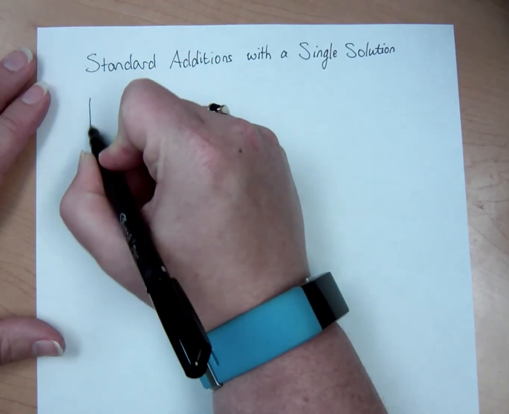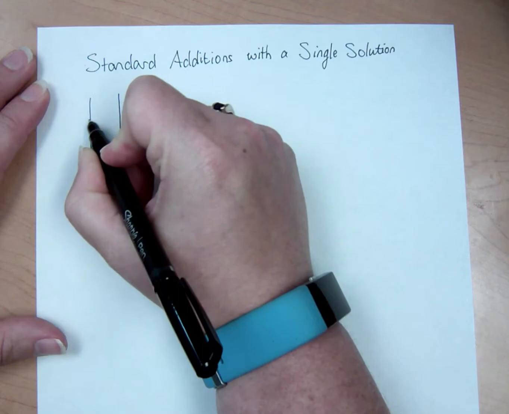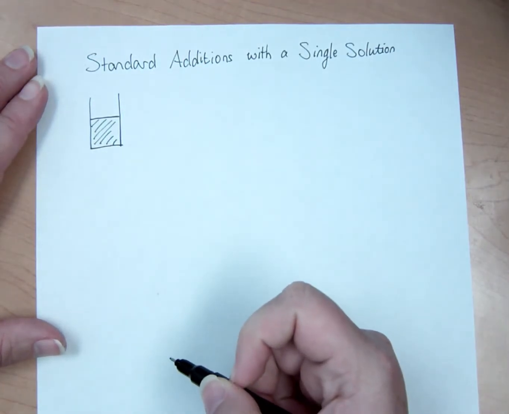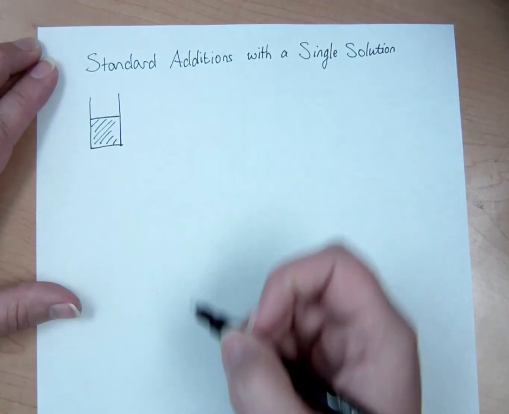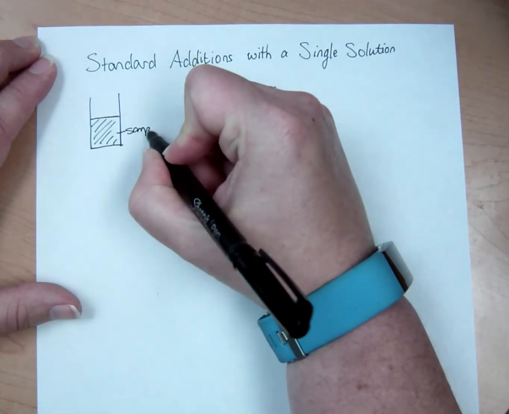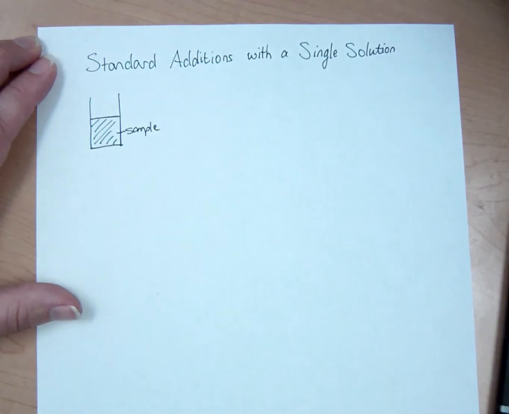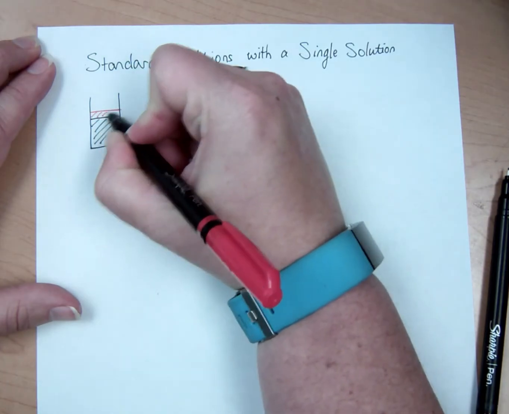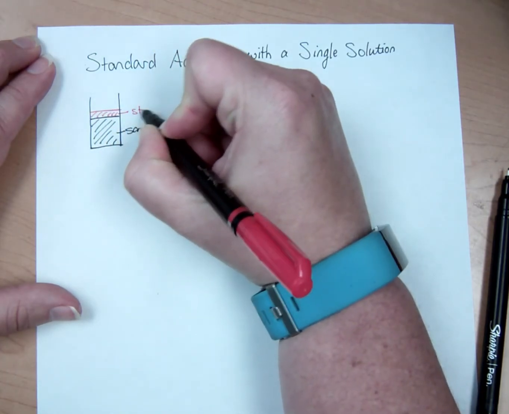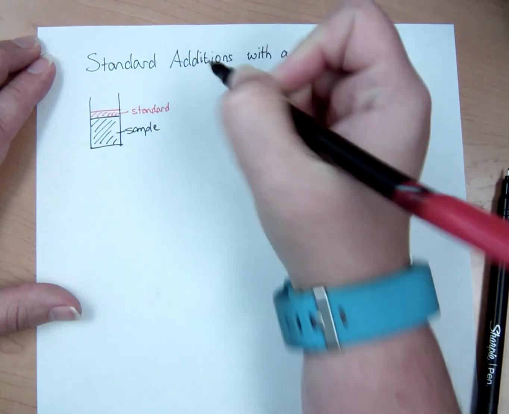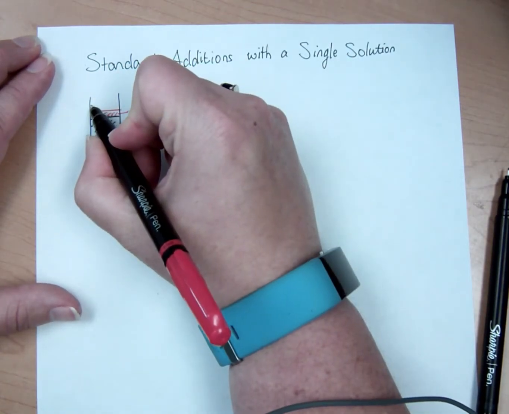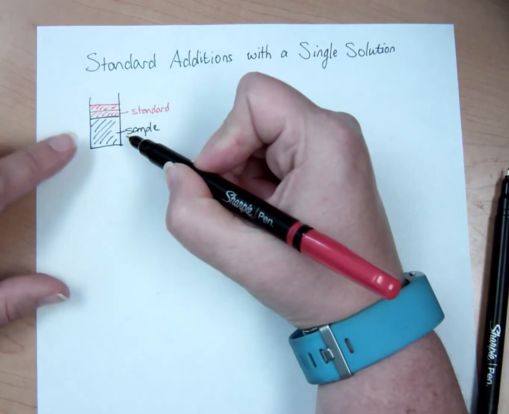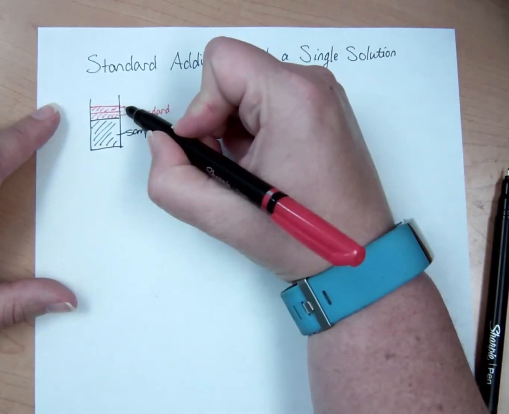So when you have your sample in a container, right, you're going to have some volume of the sample, okay? And what we're going to do is iteratively add some standard to it. So we'll add a small amount of standard and mix it up, and then we would add another bit of standard and mix it up.